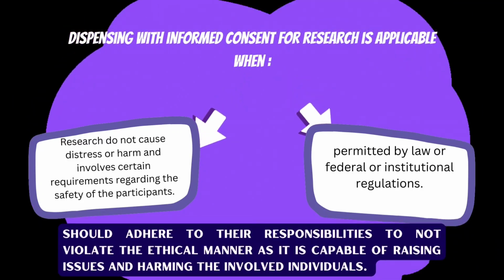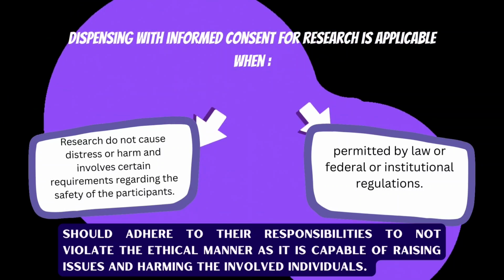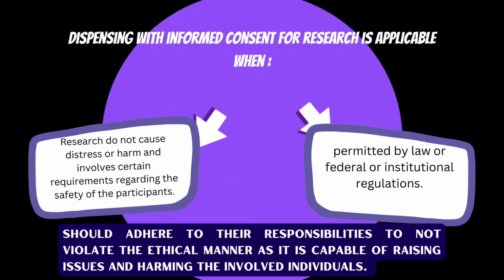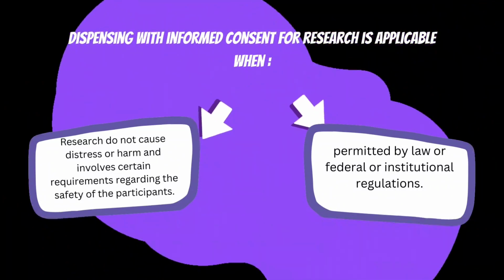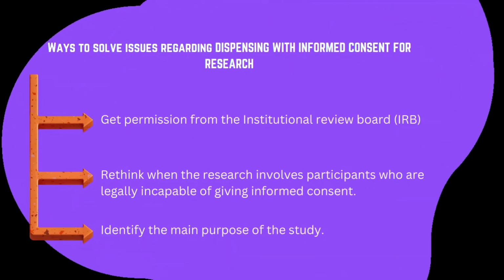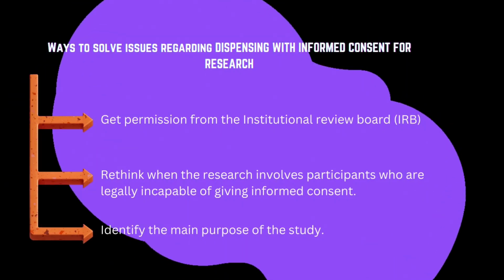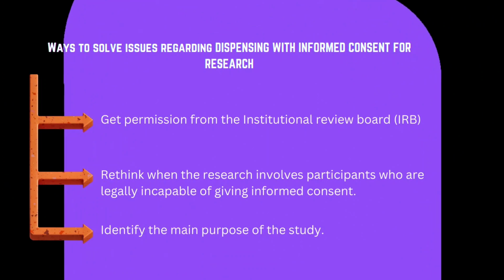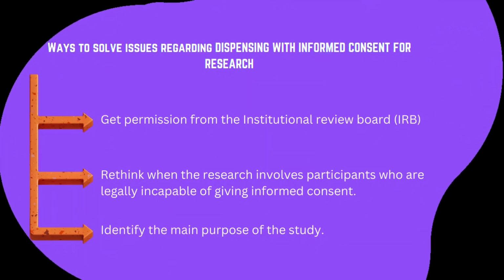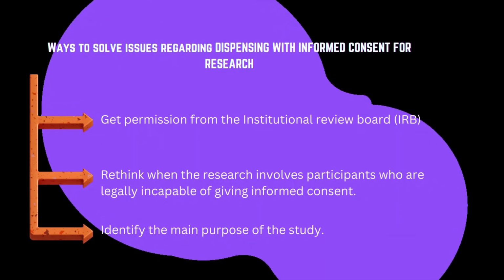However, the researcher or the psychologist conducting an experiment using human beings should adhere to their responsibilities to not violate the ethical manner, as it is capable of raising issues and harming the involved individuals. There are also several ways to solve issues regarding dispensing with informed consent for research. Firstly, get permission from the Institutional Review Board. Moreover, rethink when the research involves participants who are legally incapable of giving informed consent. Lastly, identify the main purpose of the study.